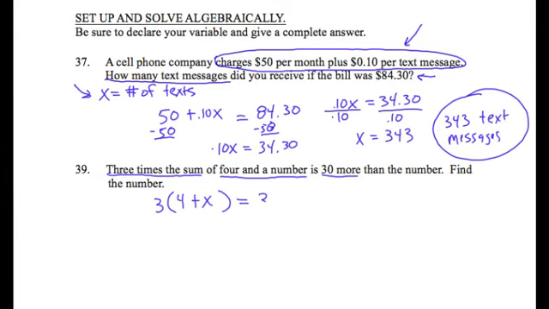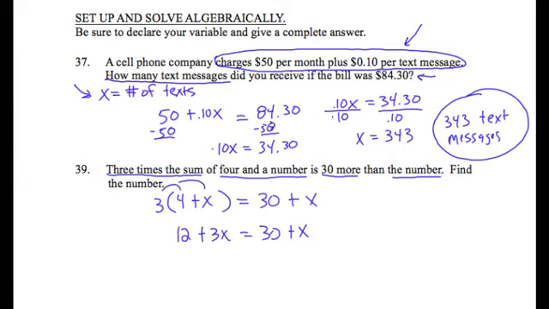Here's how we take 30 more than something: we add 30 to it. 30 more than the number is just going to be 30 plus x. There I've written my problem. Now I want to go ahead and distribute my 3. So I have 12 plus 3x equals 30 plus x.